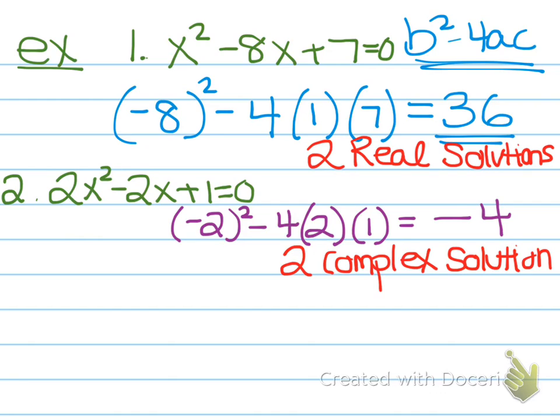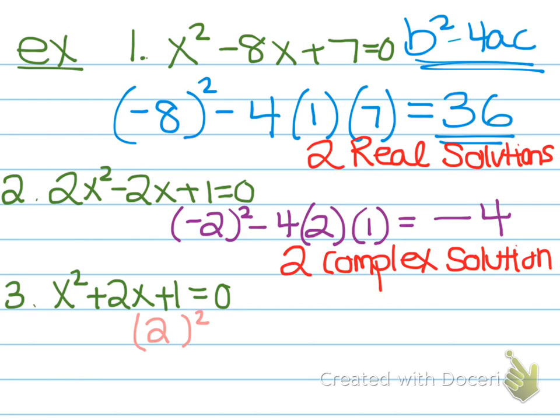And our final example, x squared plus 2x plus 1 equal to 0. This would be 2 squared minus 4 times 1, which equals 0. So if our discriminant equals 0, this means we have one real solution.